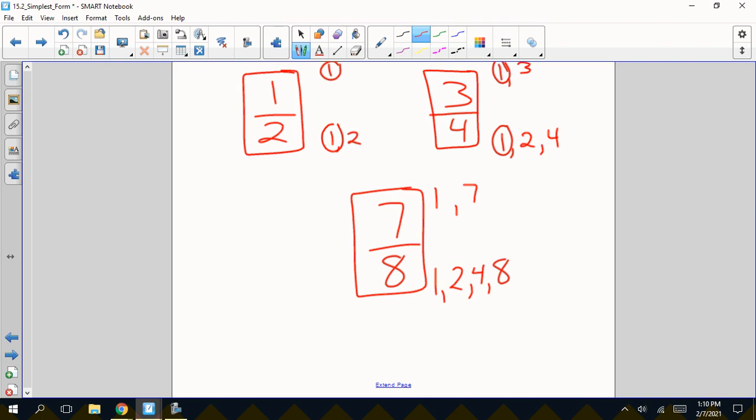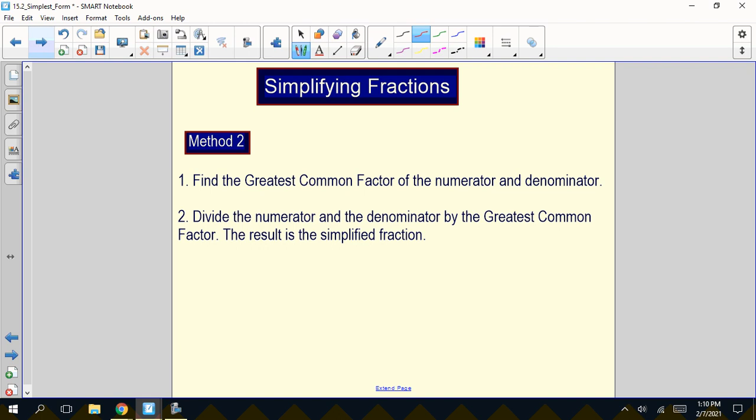The method that we want to try to use here, guys, is we want to use the greatest common factor. We want to find the GCF of both the numerator and the denominator. It's going to make our life easy, and everybody likes shortcuts and easy steps. That's the best way to go. The least amount of work possible is to use the GCF.